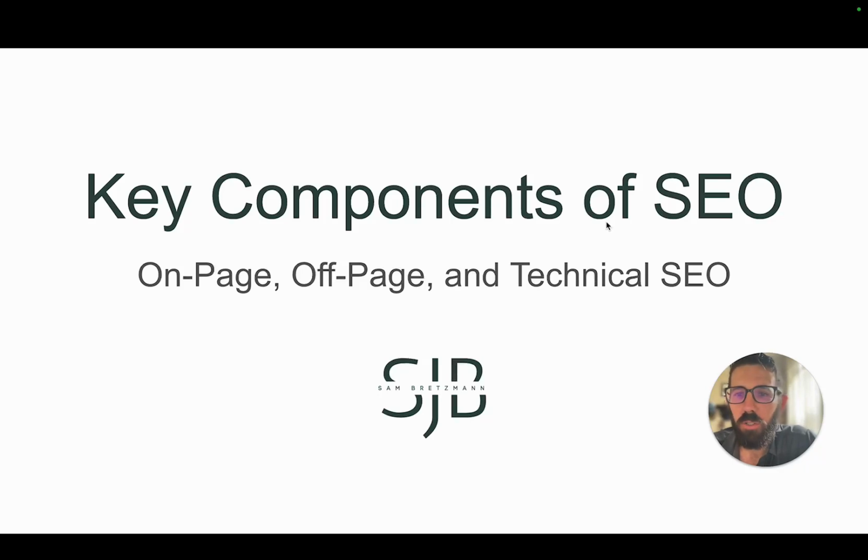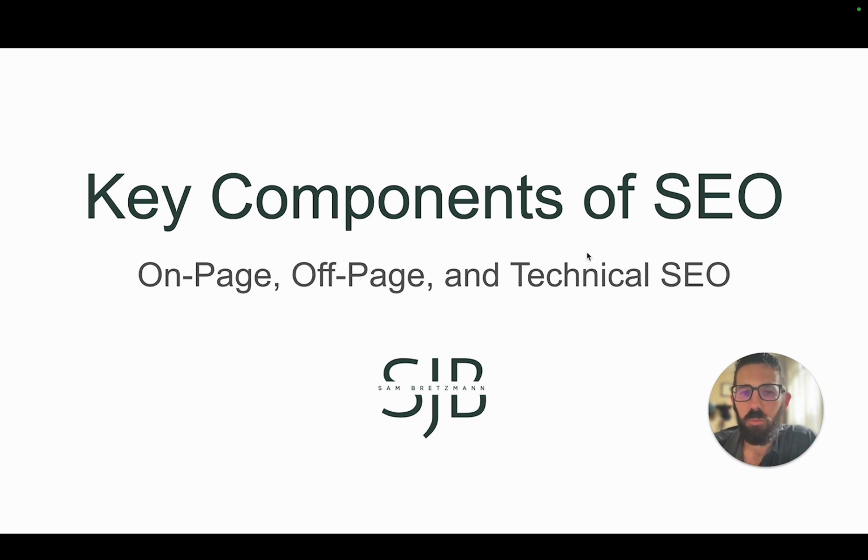In this video, we are going to go over key components of SEO. If you are interested in improving your SEO, there are 3 pieces that you need to be aware of and to be working on to give yourself a fighting shot to rank highly in Google. This is part of our beginner's guide to SEO. And so we are going to touch on on-page, off-page, and technical SEO.